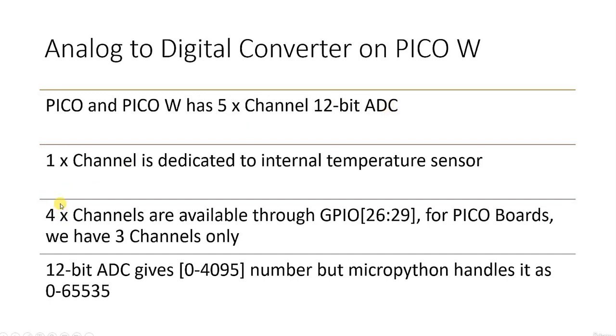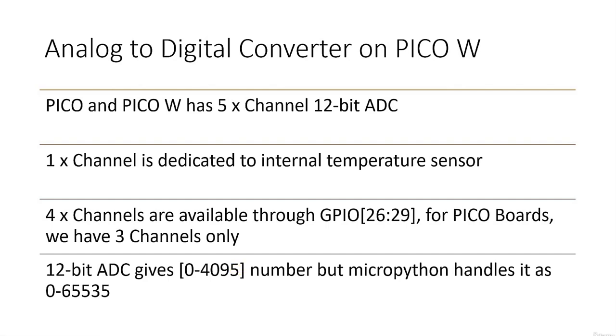Now, I am giving stress on RP2040 because it's there on RP2040, but on the Pico boards, we have been given only 3 channels. Those 4 channels available on RP2040 are pin numbers 26 to 29, but on Pico W or Pico boards, you have only pin numbers 26 to 28. Total 3 channels that you can use for analog to digital conversion. This 12-bit ADC, as said, gives you a value between 0 to 4095 because it's a 12-bit ADC.